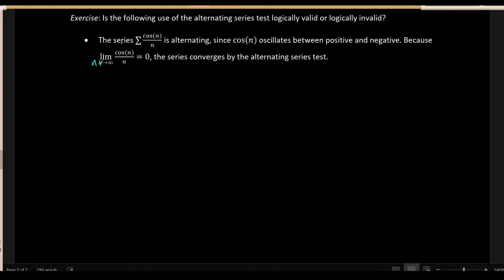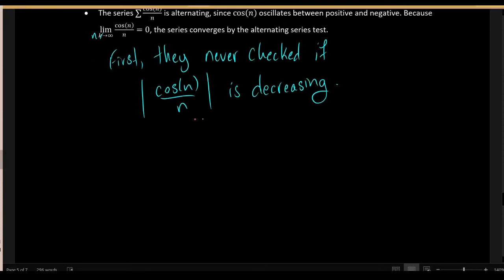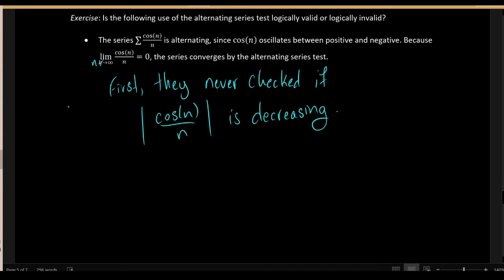I think that this one is incorrect. Not only is there something missing from their argument, there's something that they have stated that's actually completely wrong here. That's actually false. First, they never checked if the absolute value of cosine n over n is decreasing. So that's one glaring omission there. But something that they have stated that's actually completely wrong is that the series cosine n over n is alternating.